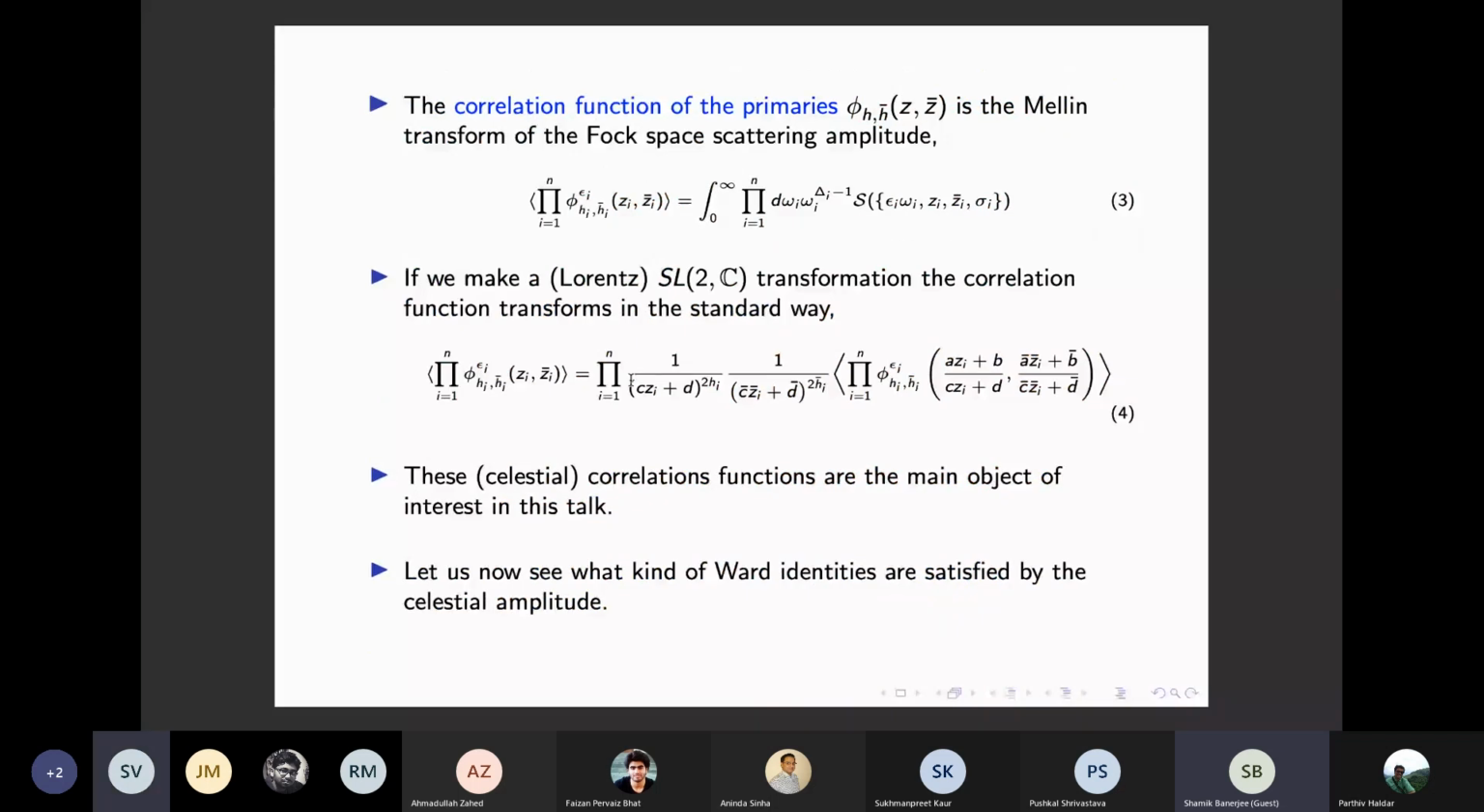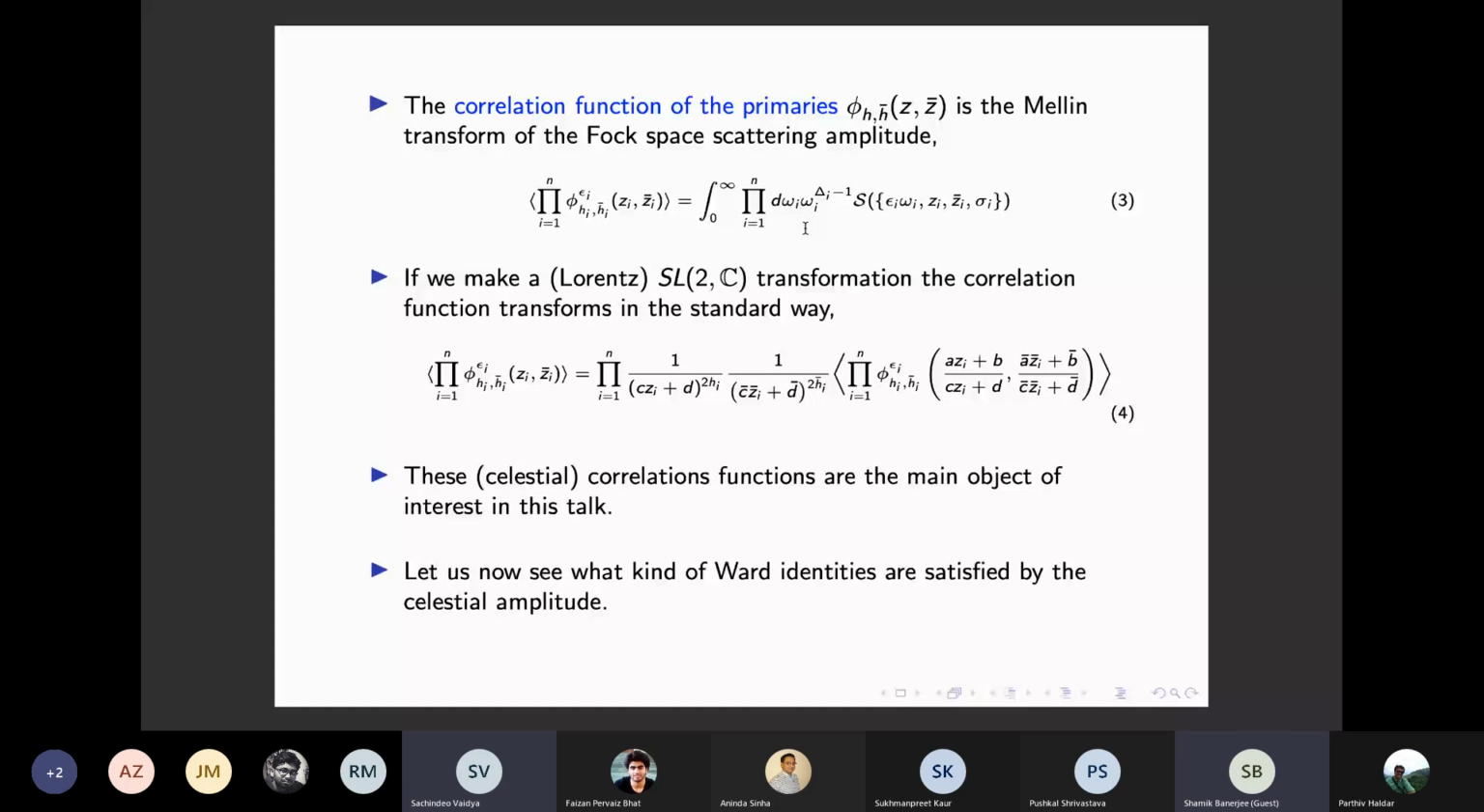Hi Shamik, can I interrupt you for a moment? This is Sachin. Hi, yeah, sure. Shamik, I just want to understand in what sense you are allowing p mu to be complex. Maybe this is a very elementary question, but maybe you can say a few words about the sense in which p mu can be complex.